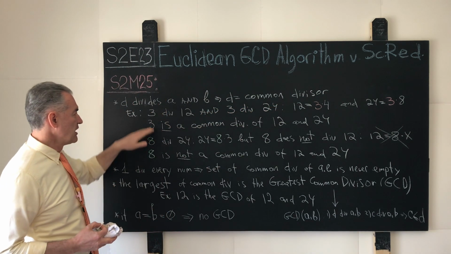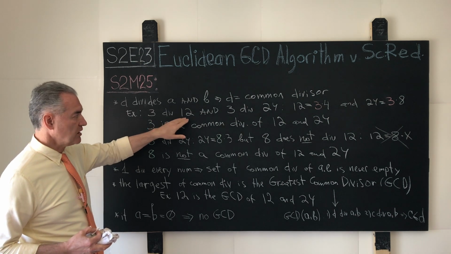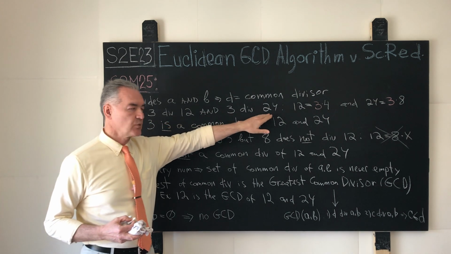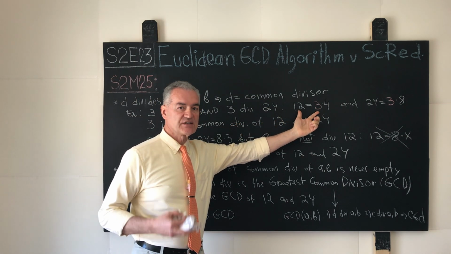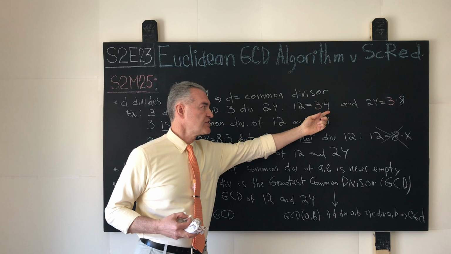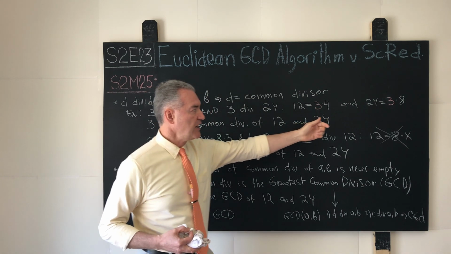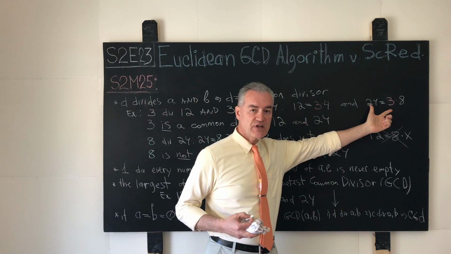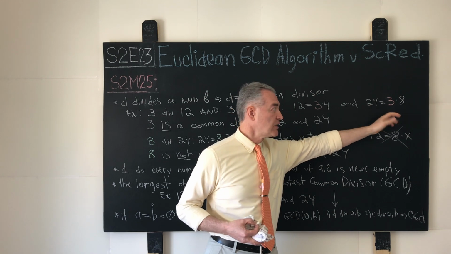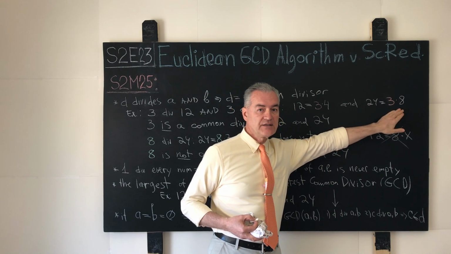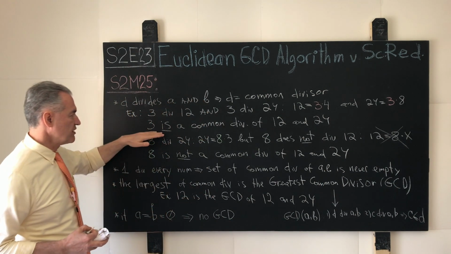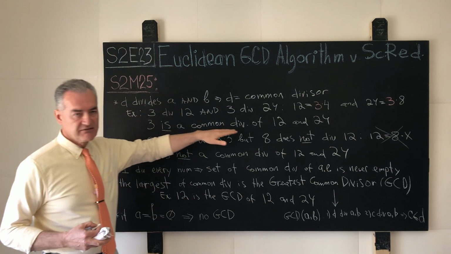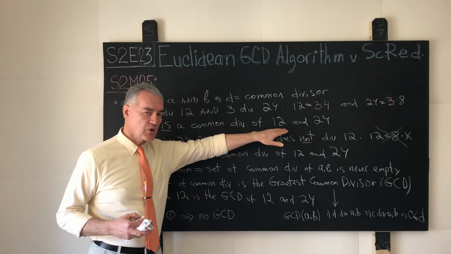For example, 3 divides 12 and 3 divides 24. Why is that? Well, because for the pair of numbers 12 and 3, there exists a number 4 such that 3 times 4 is 12. And for the pair of numbers 24 and 3, there exists a whole number such as 8, and 8 times 3 is 24. Consequently, in this case, we will say that 3 is a common divisor of numbers 12 and 24.